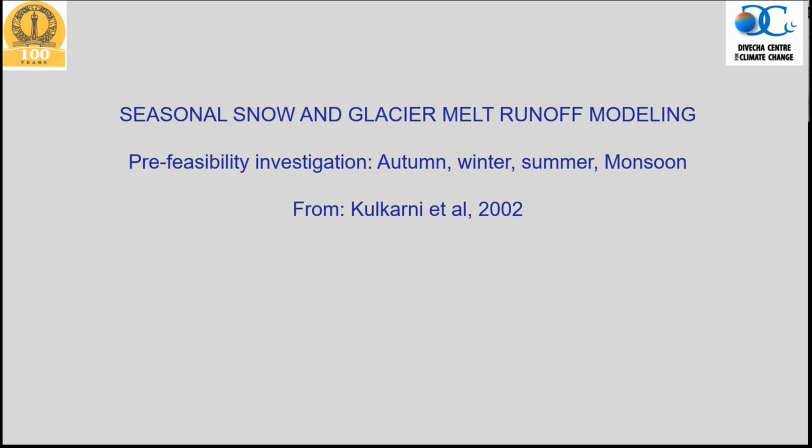So this is the first cut information which is given to the planners. It is called pre-feasibility level investigation. This investigation is done by Himachal Pradesh Hima Urja only, and depending upon that, they can attract investors to come and prepare a detailed feasibility report. So for 4 seasons, we thought: autumn, winter, summer, and monsoon. We thought that we can give a runoff estimate and power potential in these 4 seasons. You can look into that paper, Kulkarni et al. 2002, and maybe Arya can send you that paper.